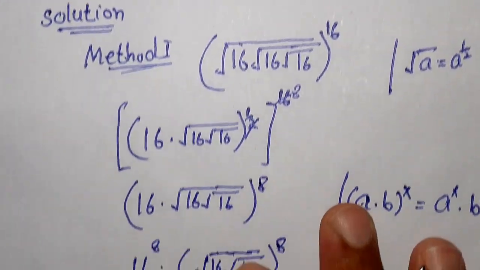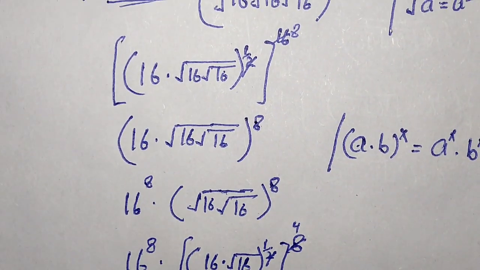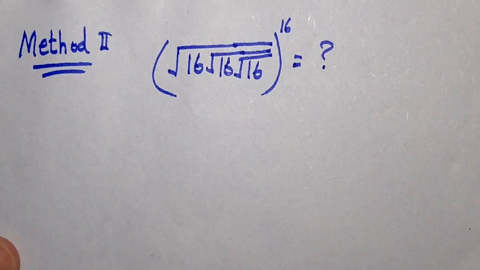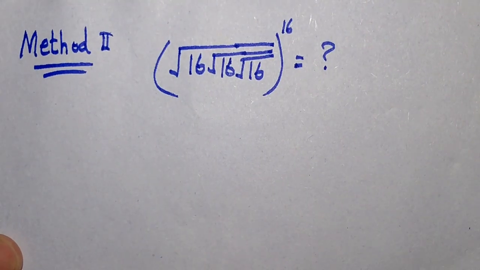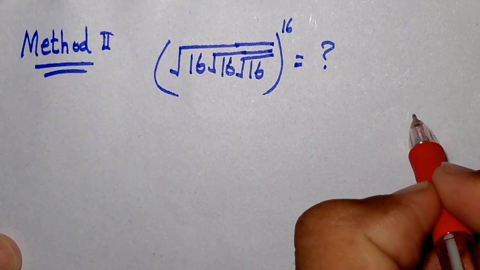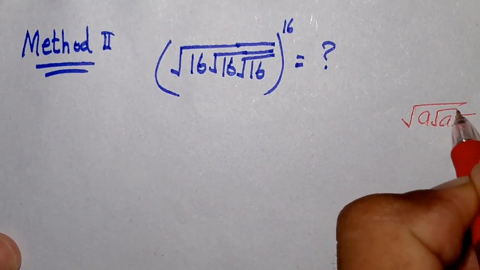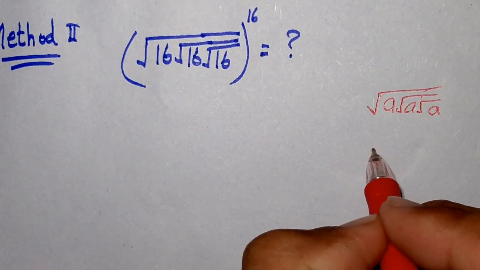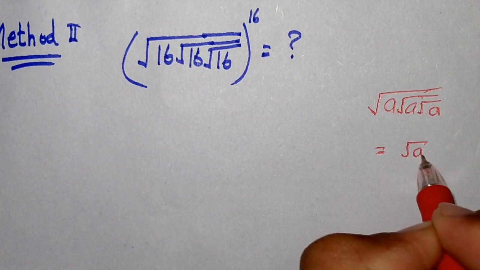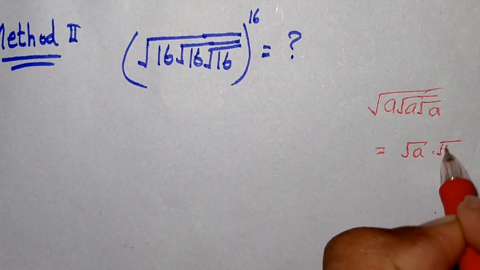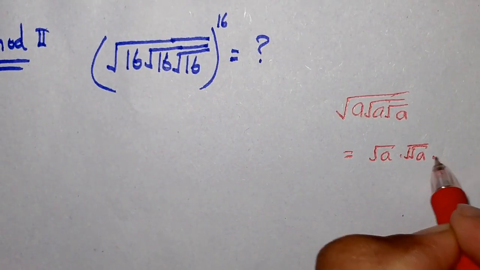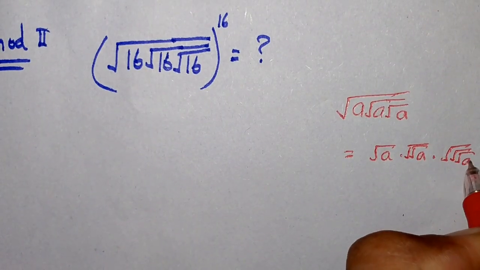Now we have to solve this question by the second method. To solve this by the second method, we know that square root of a under square root of a under square root of a is equal to square root of a times double square root of a times triple square root of a.